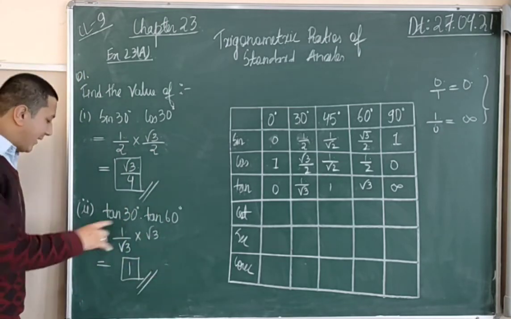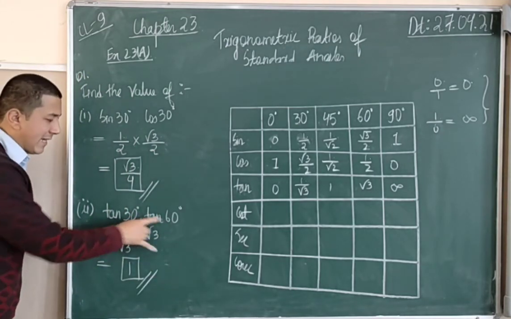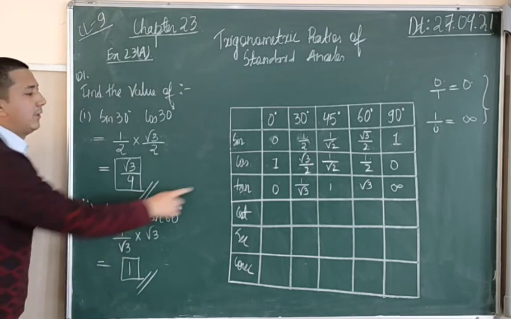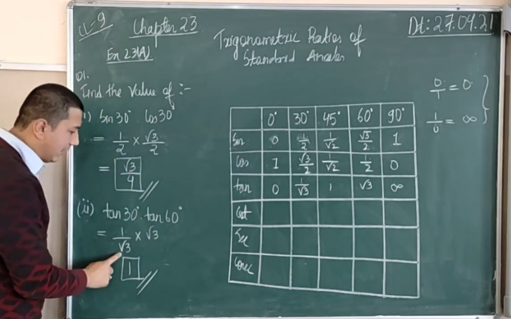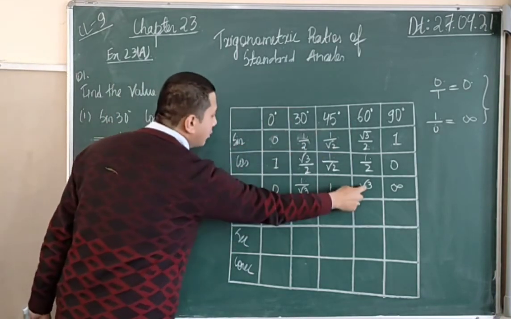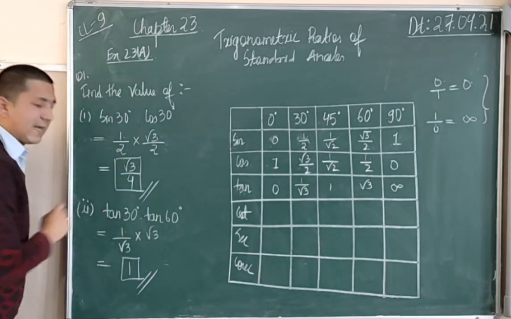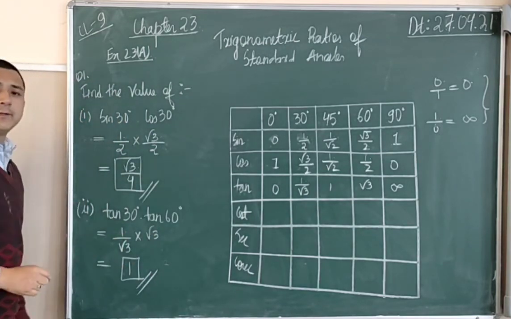Second question, tan 30, tan 60. The values are given out there. Tan 30 is 1 by root 3, tan 60 is root 3. So root 3 gets cancelled out, and the answer is 1.